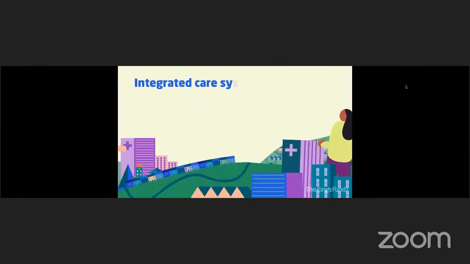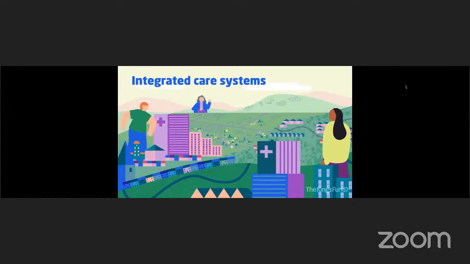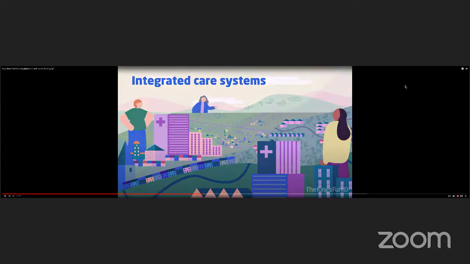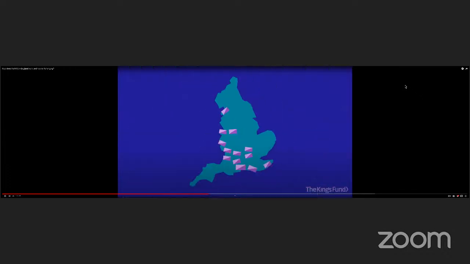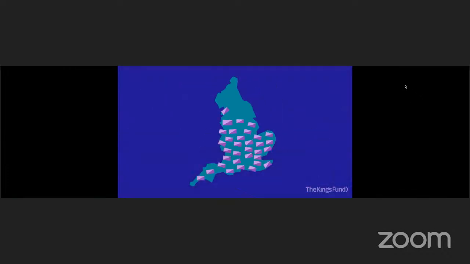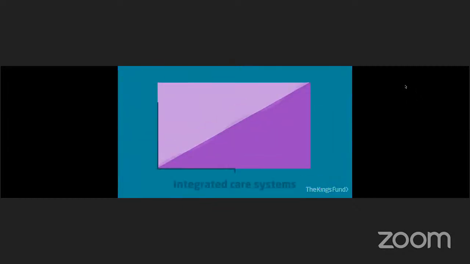Organisations are now coming together across even larger areas to form integrated care systems, partnerships of health and care organisations that plan and pay for health and care services. There are around 40 integrated care systems across England, and although they've existed for some time, the Health and Care Act gives them legal status, as well as new powers and responsibilities.